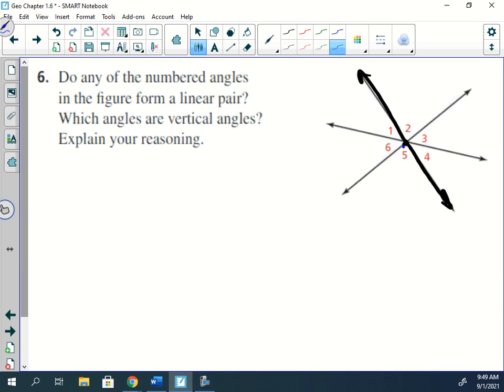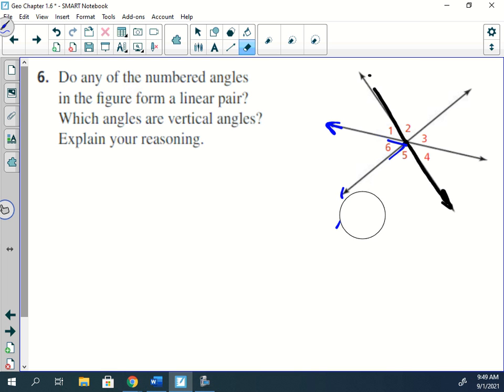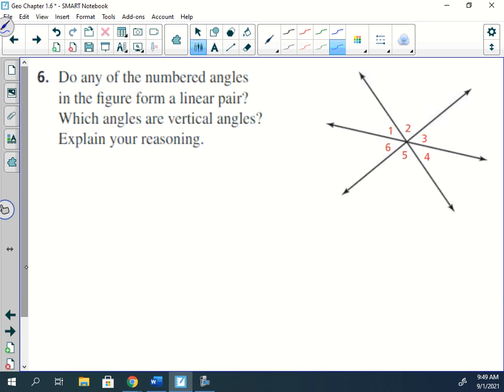Well, because 1 and 5 don't share a common side, do they? Okay. Will any of these share a common side? Mm-mm. So no, there are no linear pairs.